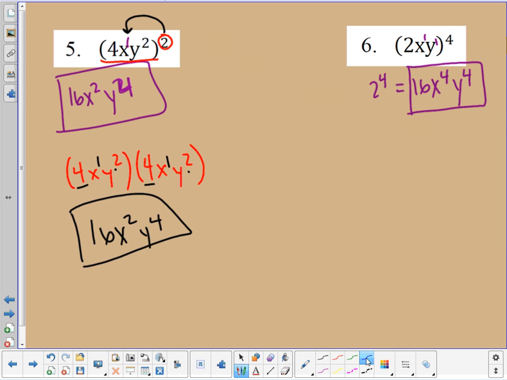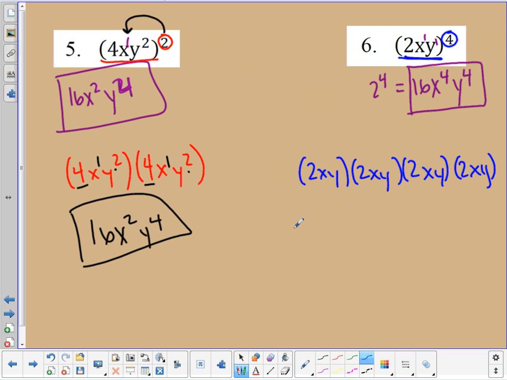But again, if you struggle with those rules, if remembering those is hard, just consider the fact that this whole thing is being multiplied 4 times. So I have 2xy, 2xy, 2xy, and another 2xy. So I took that whole expression, multiplied it by itself 4 times.